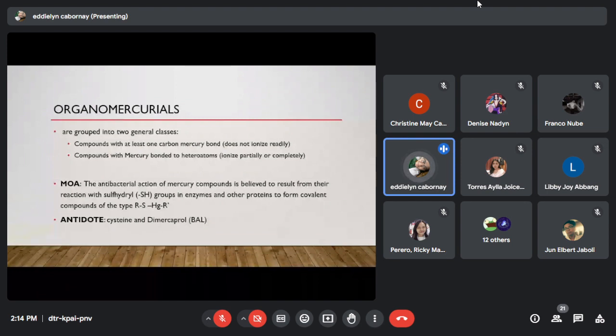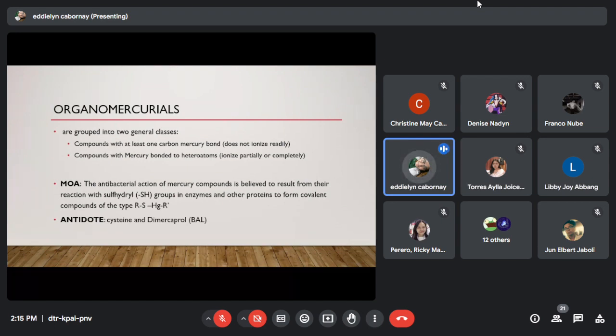So we have organomercurials. They are grouped into two general classes. First is the compounds with at least one carbon-mercury bond. Second is the compounds with mercury bonded to heteroatoms. The antibacterial action of mercury compounds is believed to result from their reaction with sulfhydryl groups in enzymes and other proteins to form covalent compounds.